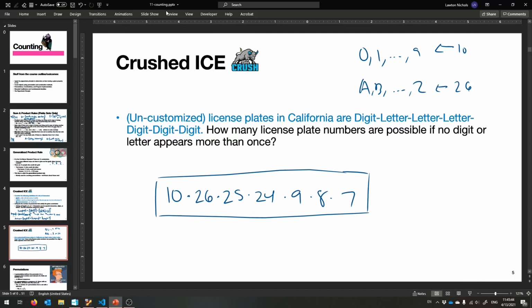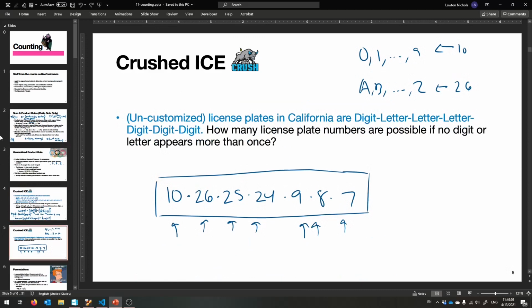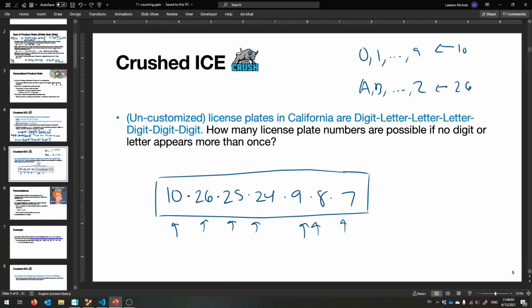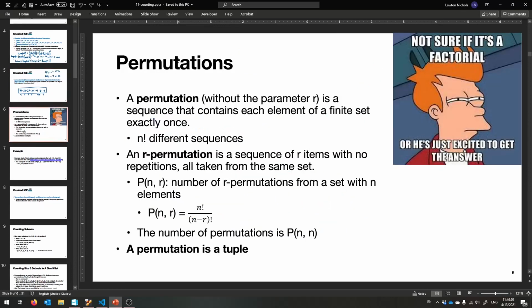And hopefully you see how we're whittling down these numbers from 10 to 9 to 8 to 7, and from 26 to 25 and 24. That's what happens when you can't repeat things. When you can repeat things, you just start using powers, okay? That's the idea. Okay, so we're counting. Isn't this fun? All right, so on to kind of the main course.